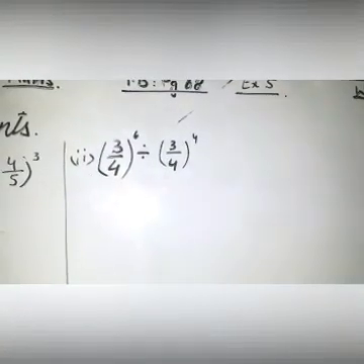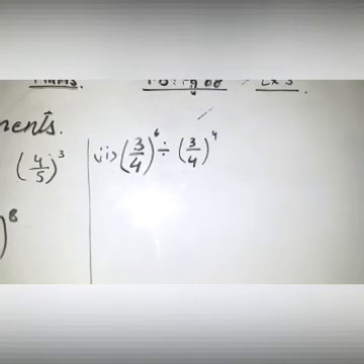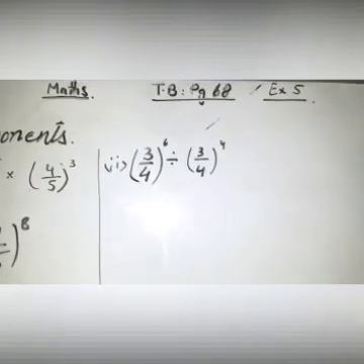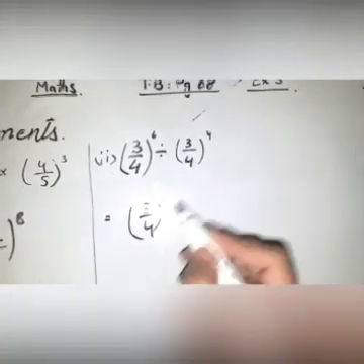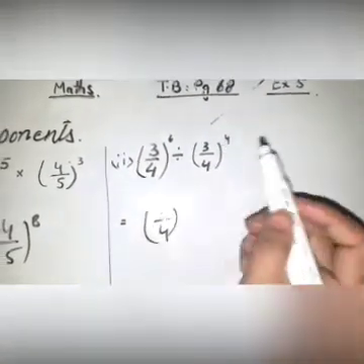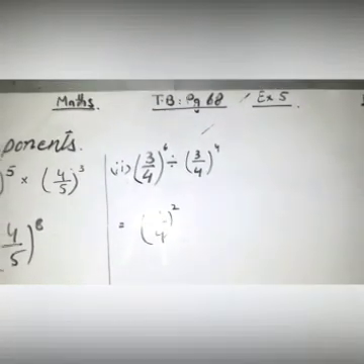Now question number 2, (3/4)^6 divided by (3/4)^4. Now you have the sign of divide, so you will write the answer like 3 over 4, then the power will be minus or subtract, and the answer will be power 2. (3/4)^2.